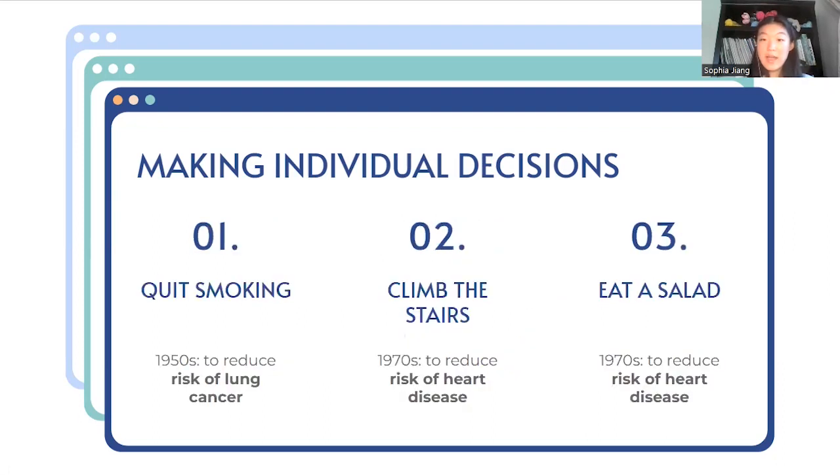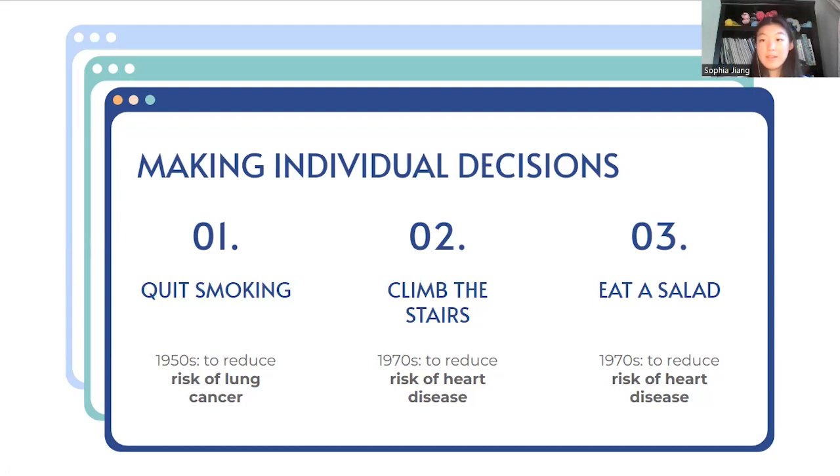So some decisions I have here, and I've just listed them. Number one is quit smoking. Number two is climb the stairs. And number three is eat a salad. Now, normally when you're making a decision, there's another option that you're choosing not to do in order to choose the thing you are going to do. For example, quit smoking. The opposite would be continue smoking. Now, why did you choose to quit smoking?